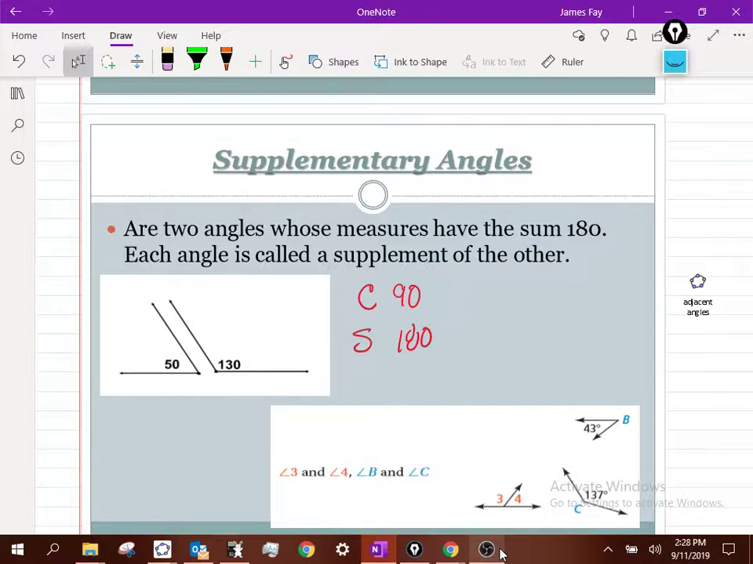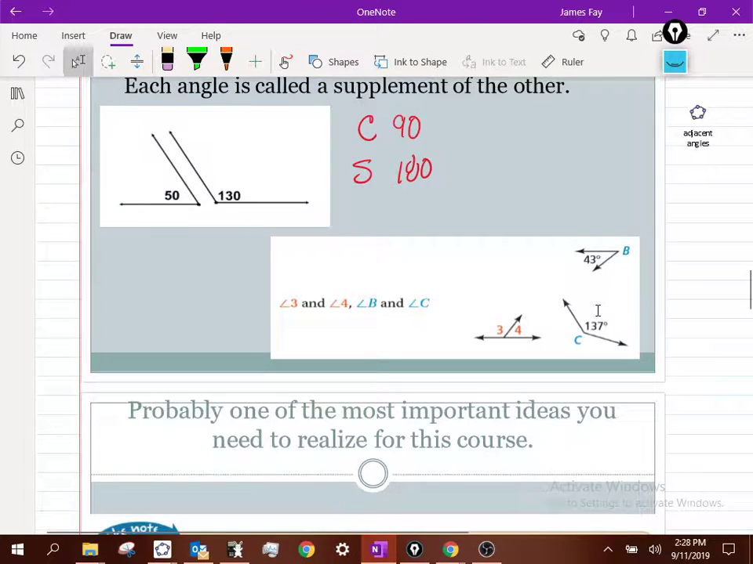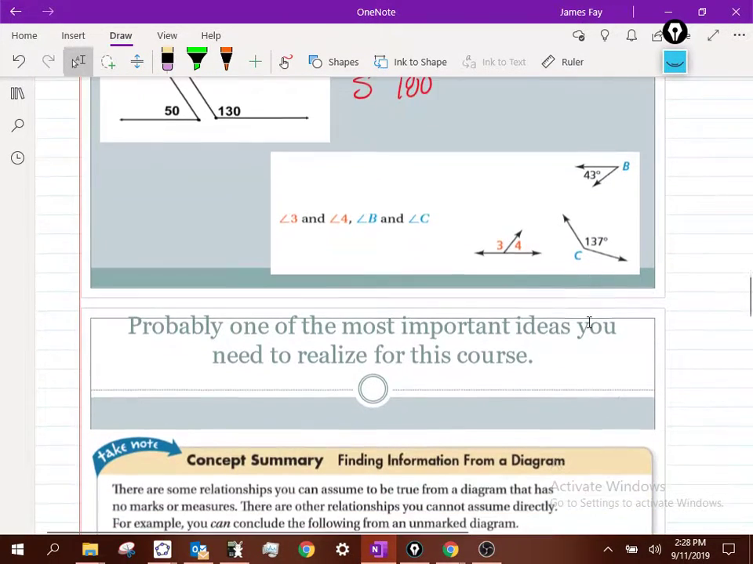There's no requirement for how they position themselves. Okay? That's going to be important that we understand for another vocabulary word that we learn here in a little bit. So we ended with that.